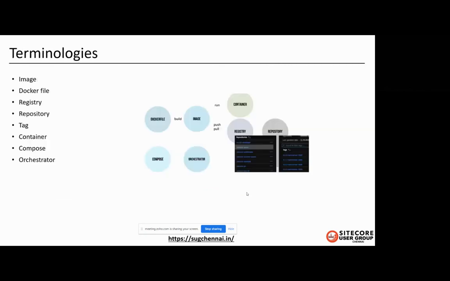We need to understand different Docker terminologies in order to work with Docker. I'll explain them one by one. We'll start with image. An image is a package with all the code and dependencies. It serves as a blueprint for creating a container. An image is often based on another image with some additional customization.